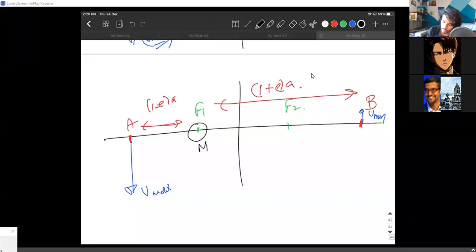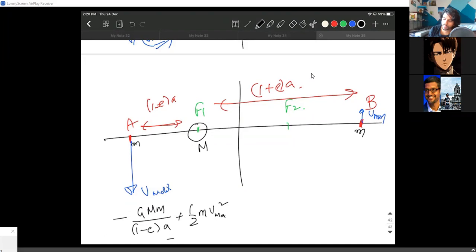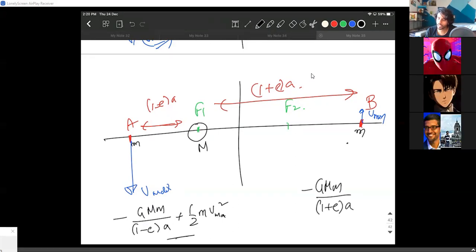Masses are, this is capital M, this is small m. So minus GMm by (1 minus e) a plus half m V max square. Tell me what are the values here? We have to write minus GMm upon (1 plus e) a plus 1 by 2 m V min square. So we can write the energy conservation.